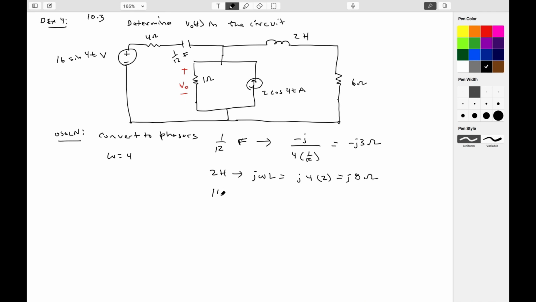16 sine of 4t converts to 16 angle minus 90 degrees, which is also equal to negative j16. And 2 cosine of 4t converts to 2 angle 0 degrees, or just 2. All right, and this is volts and this is amps.